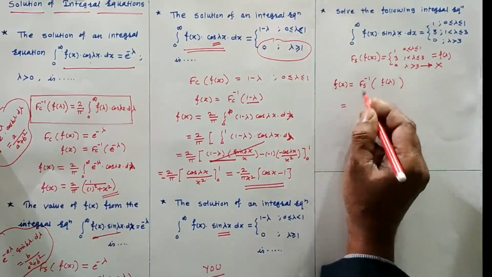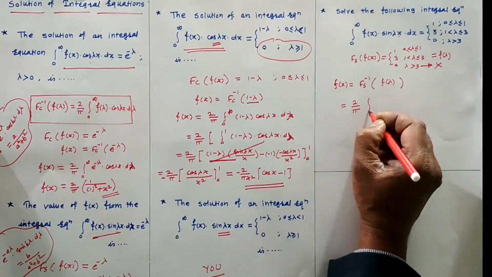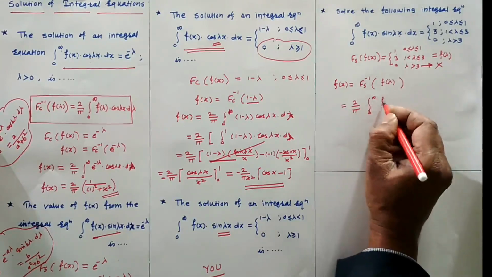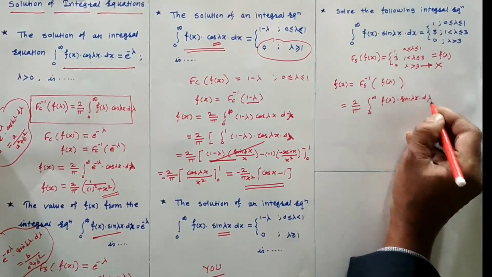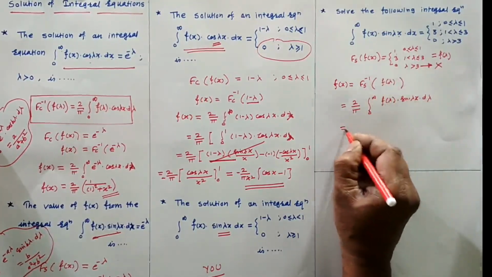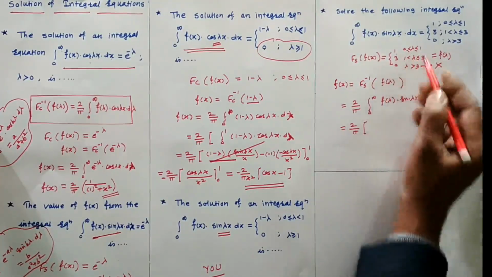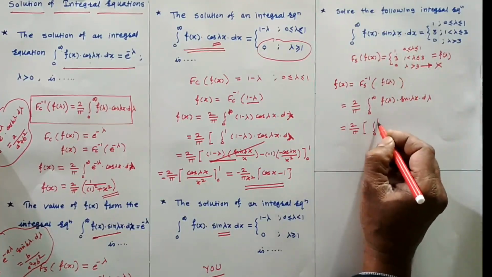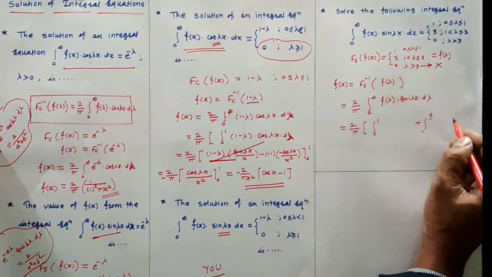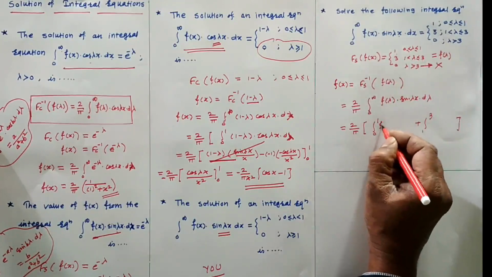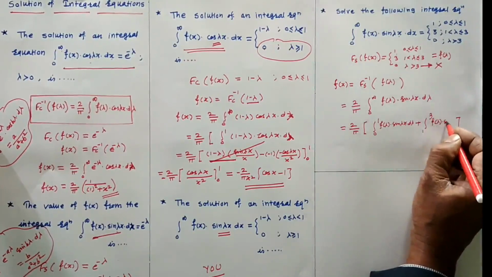Now, the Fourier sine inverse is 2 by pi, integral 0 to infinity, f(lambda) sin(lambda x) d lambda. That is the Fourier sine inverse of f(lambda). But how is f(lambda) defined? See, f(lambda) is defined as 1 for 0 to 1, as 3 for 1 to 3, and for 3 to infinity it is 0, so no need to write. Then the integration of f(lambda) sin(lambda x).